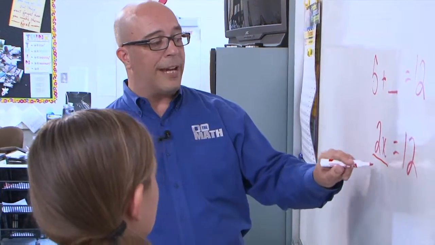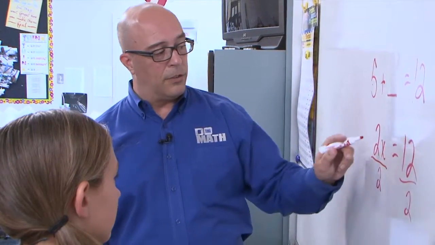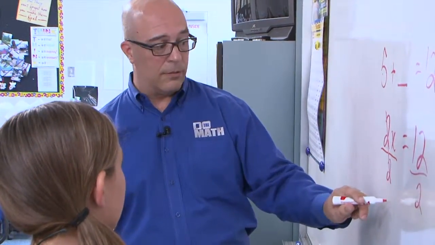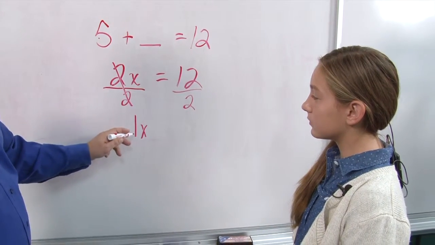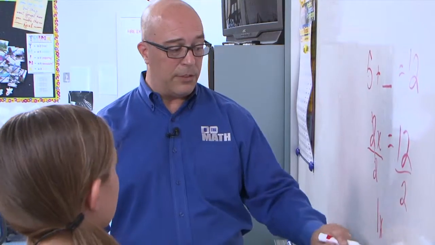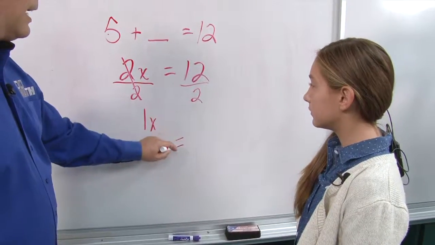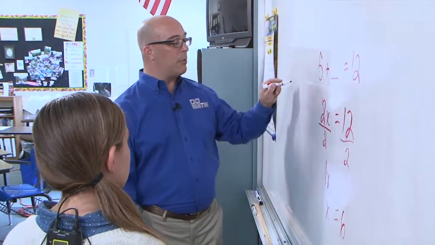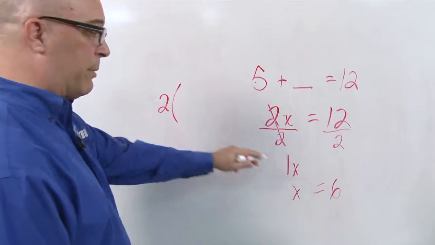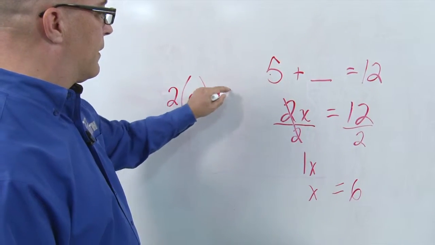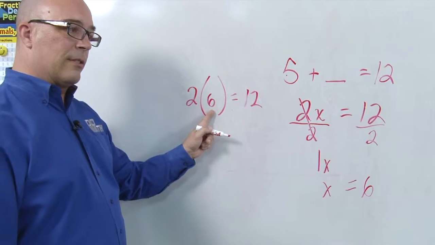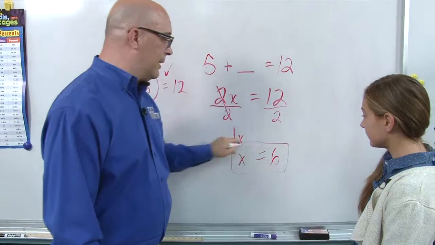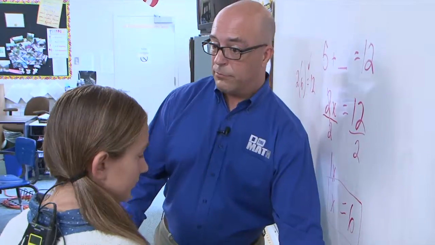So if we divided each side by 2, 2 divided by 2 is 1. So on this side we have 1x, and if I have 1x, can I represent that as just x? It's the same value, right? And then 12 divided by 2 is 6. Now we put that back into the original problem. Instead of putting an x, we put your value for it, 6. Does 2 times 6 equal 12? Yes, so it checks. So we know that x is equal to 6.